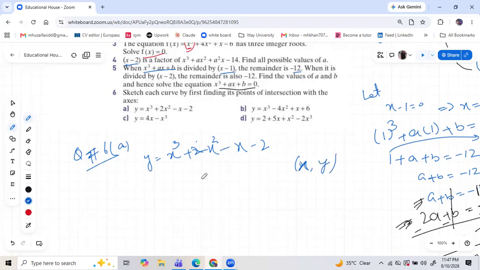First, we are setting x. I will give you the time, but here I'm just giving you the clue points. After this, you can do it. First of all, you can set x is equal to 0.